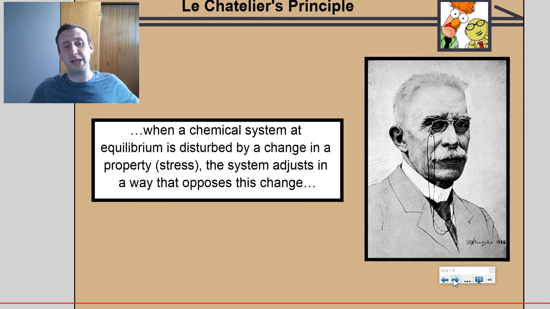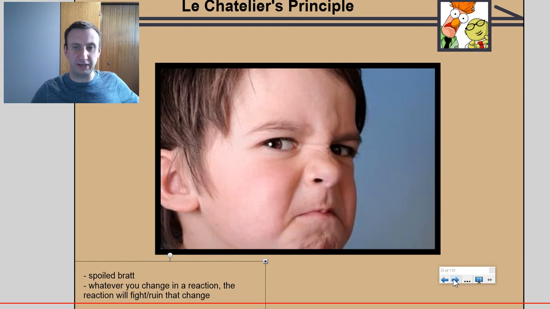When a chemical system at equilibrium is disturbed by a change in a property, which we call a stress, the system adjusts in a way that opposes the change. We call this the shift. So we have two things. We have what the chemist does, which is the stress, and then we have the equilibrium's response, which is the shift. Okay, so we kind of talk about two things that take place here.